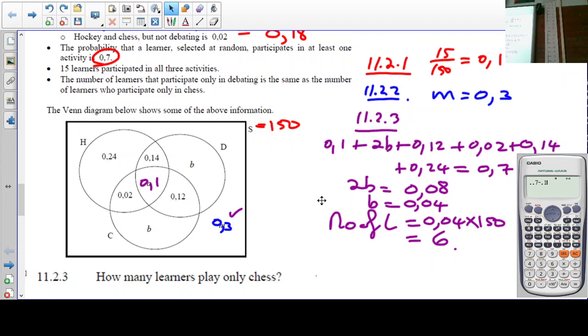The question was, why are you multiplying with 0.04? Yeah, because the question in the first case was, what is the probability, so the value of A is going to be the probability. Whilst in 11.2.3 the question was the number of learners. Understand? If the question in 11.2.1 was, how many learners took part in all 3, then the answer would have been 15. Okay? But since it's the probability, I need to lock it up.